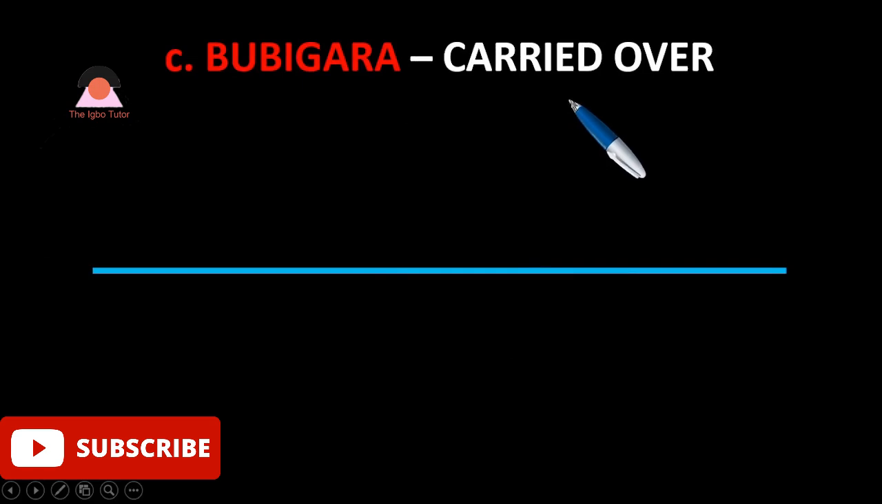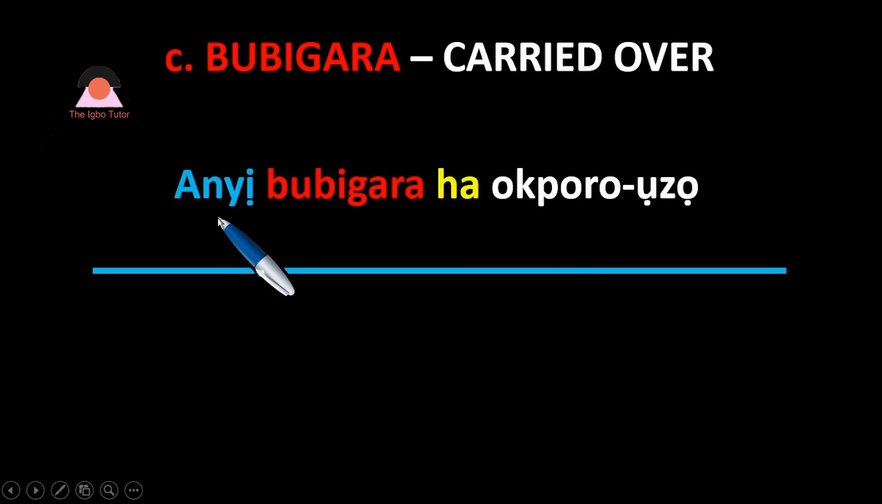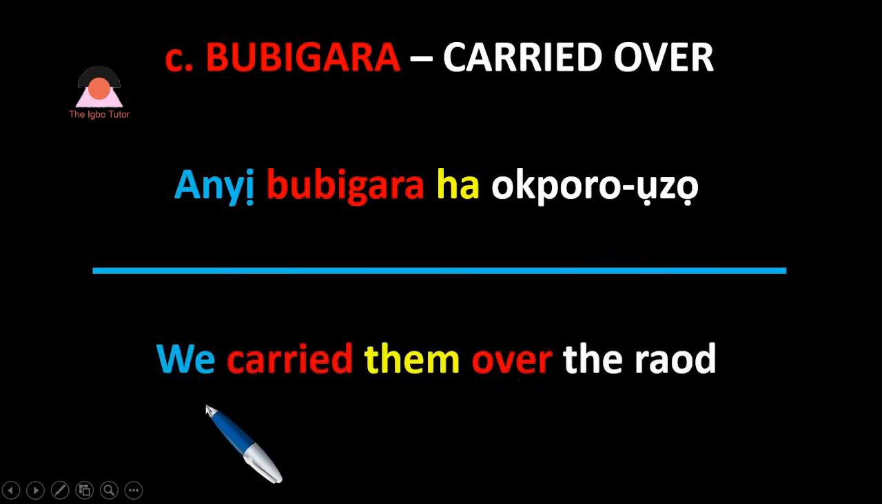Next is bubigara, carried over, past tense. We look at the sentence now. Anyị bubigara ha okporo ụzọ. This means we carried them over the road. The color will tell you that okporo ụzọ means the road, especially major road.